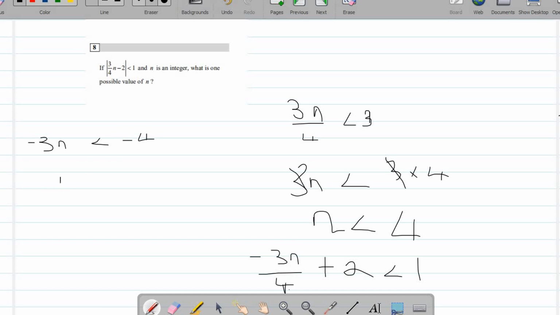If you divide both sides by minus 3, you have n should be greater than minus 4 over minus 3. If you take the negative out, you have n should be greater than 4 over 3, and that's about 1.333. So if n is greater than 1.333 but still less than 4, that means n should be about 3, 2, things like that. So one possible value of n is 3 or 2, since it's less than 4 but greater than 1.333.